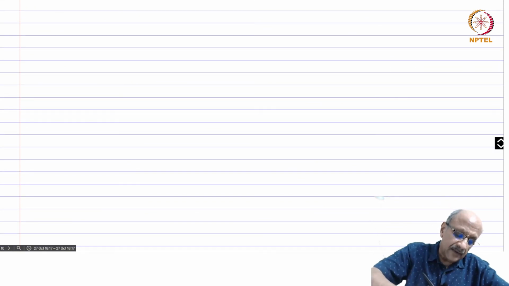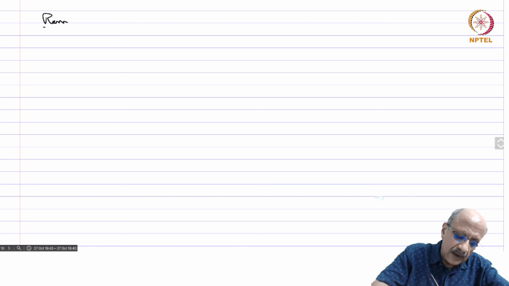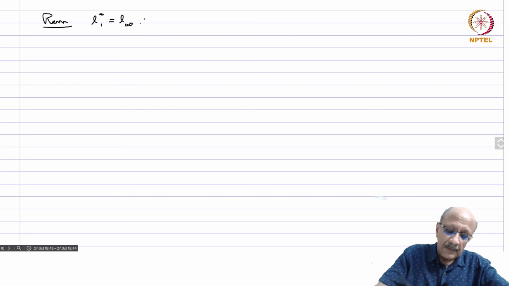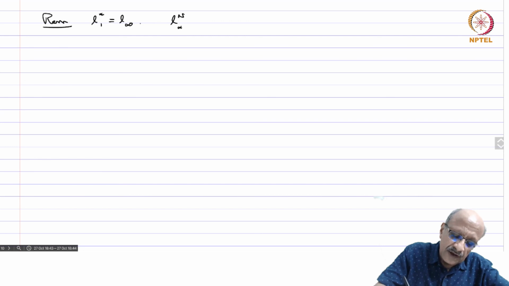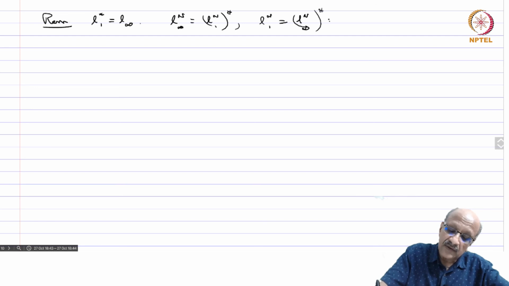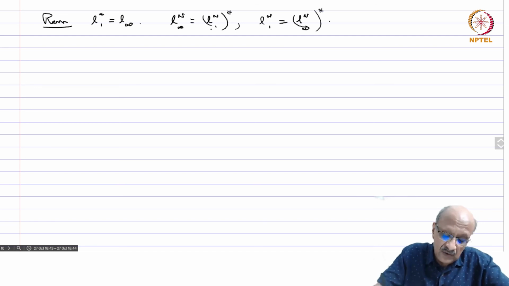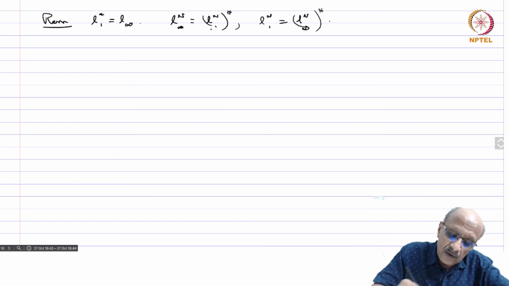Earlier, in a remark, we have seen that L1 star equals L infinity, but L infinity star is not L1. We have also seen that lowercase l infinity is l1 star, and l1 equals l infinity star. These were either exercises or we have seen them. Now we have not studied anything about p equals 1 or infinity in this theorem. We have only looked at 1 less than p less than infinity.